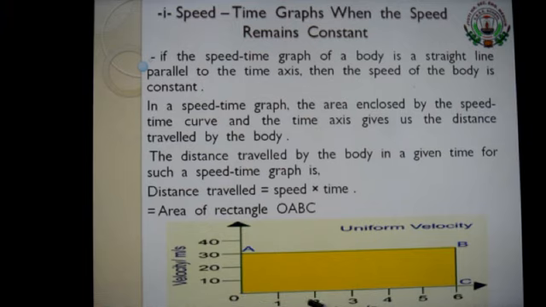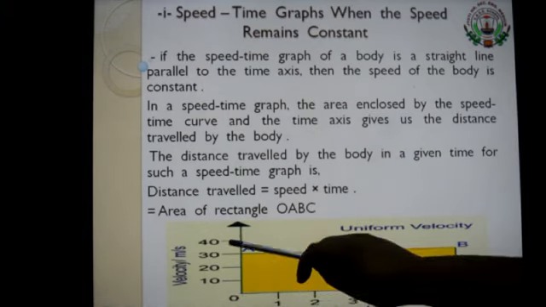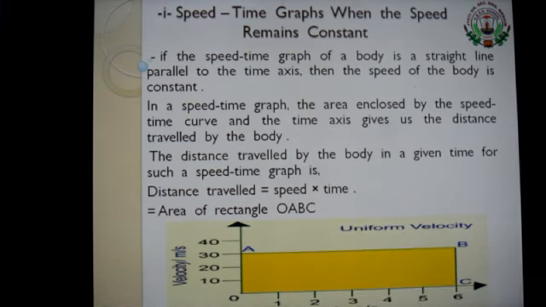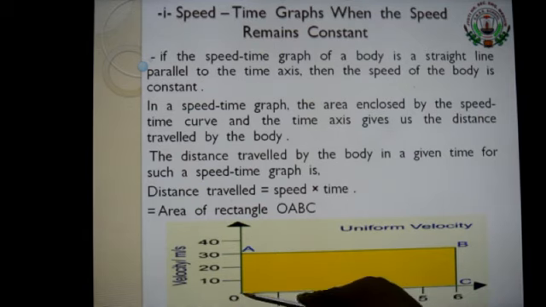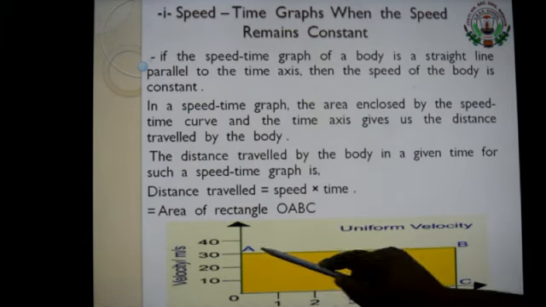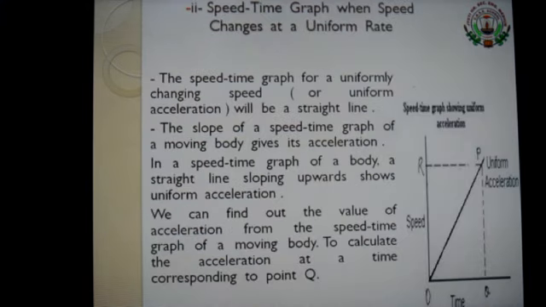Here time is on the x-axis and the speed or velocity is marked on the y-axis. So the distance travelled will be equal to the area of the rectangle OABC.